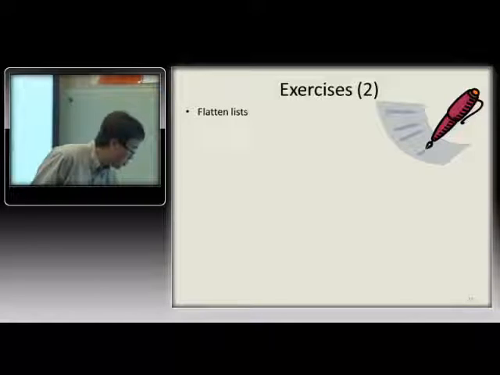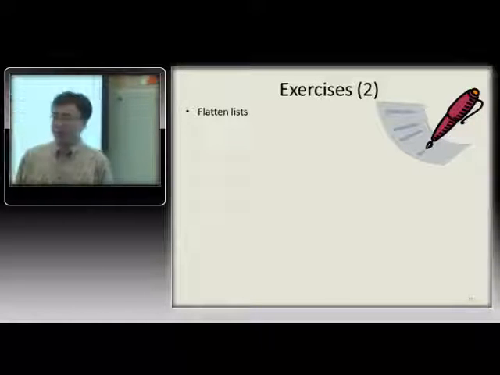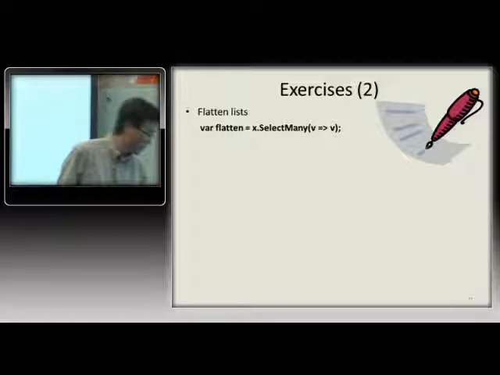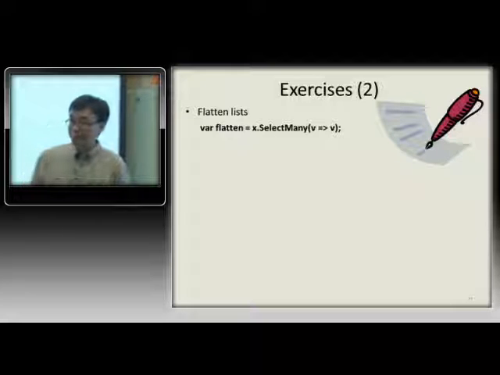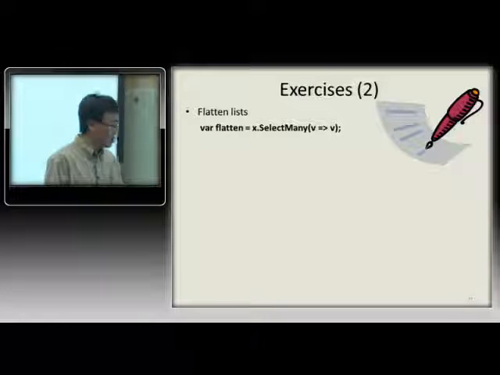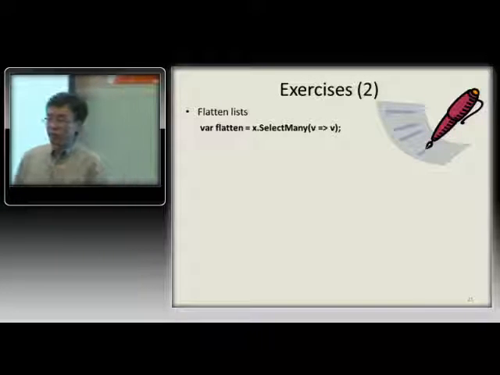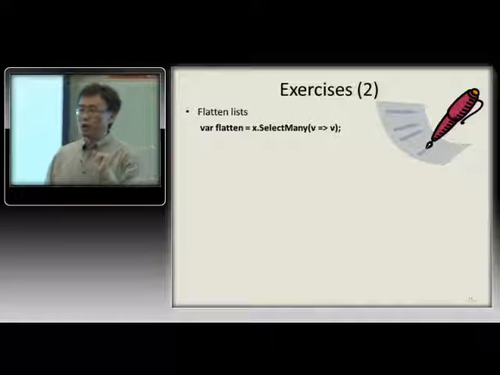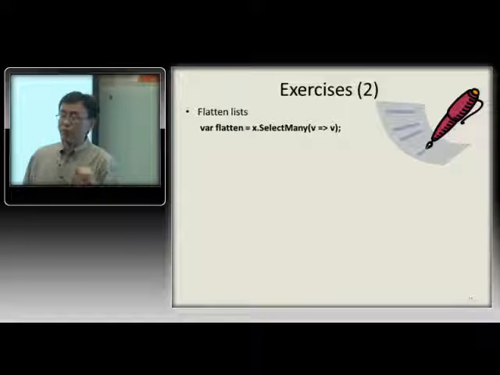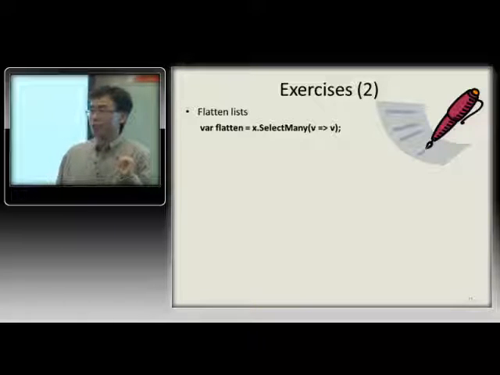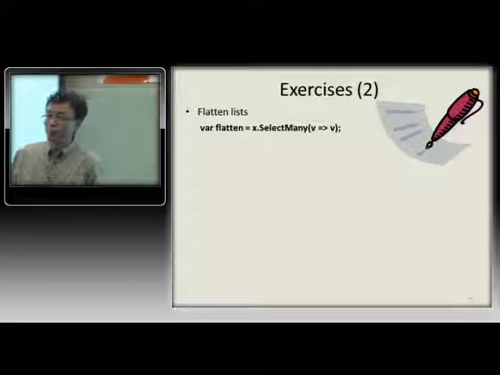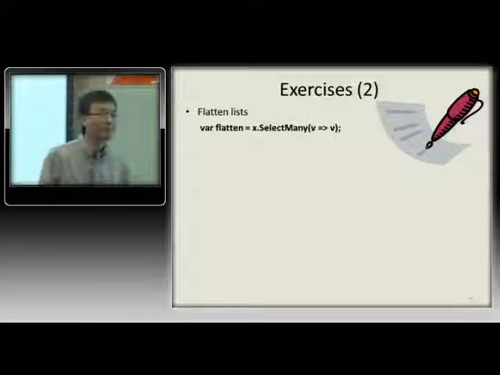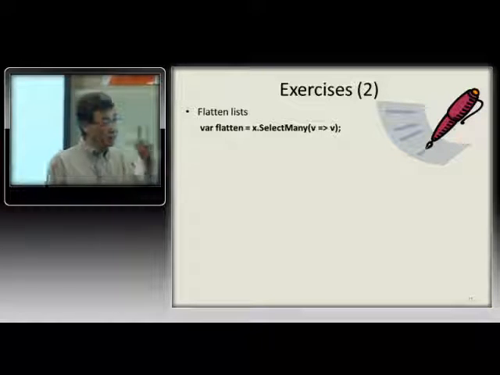So here is a little bit more exercise, flatten lists. It's very, very useful. That is SelectMany. SelectMany flattens lists. You have an IEnumerable of IEnumerables. If you want to flatten it, you do a SelectMany. So that would flatten it. You flatten only one level.